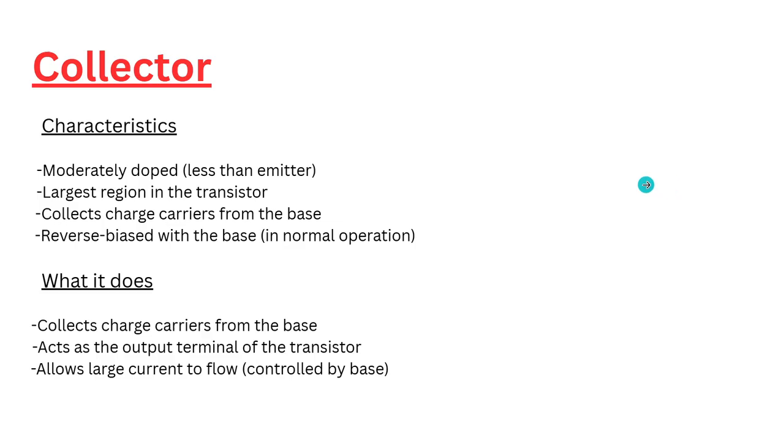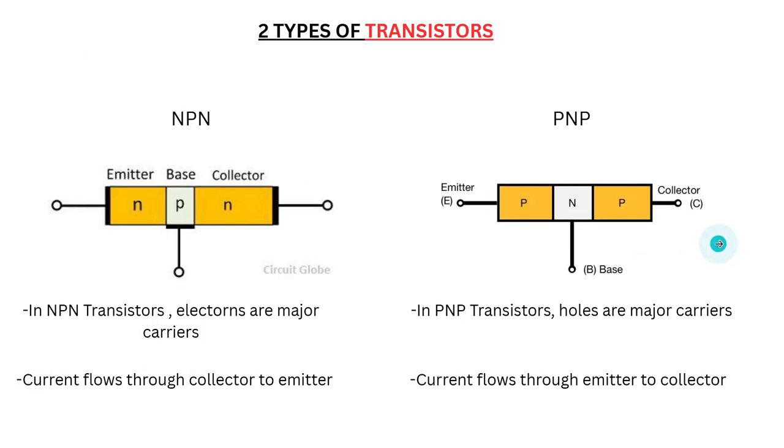Now let's talk about the collector. Collector characteristics: moderately doped, less than the emitter, the largest region in the transistor, collects charge carriers from the base, and is reverse biased with the base in normal operation. What does it do? It collects charge carriers from the base, acts as the output terminal of the transistor, and allows large current to flow, controlled by the base.